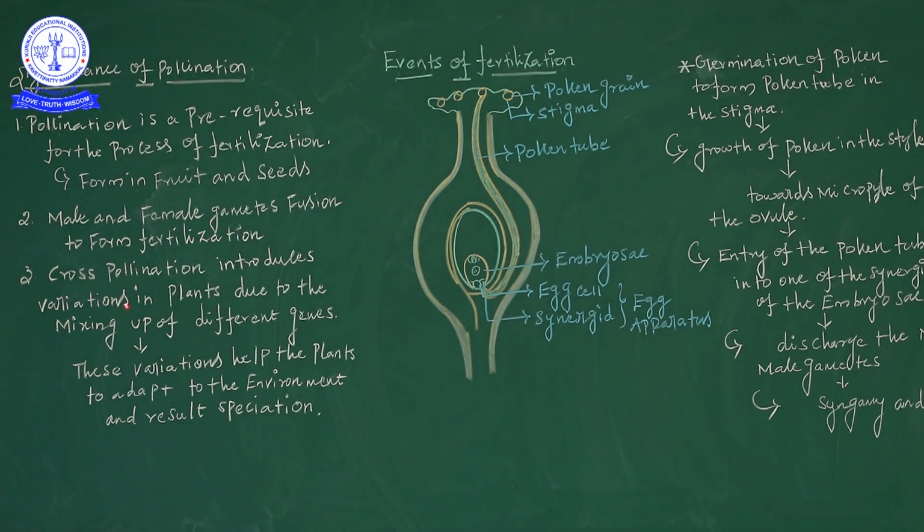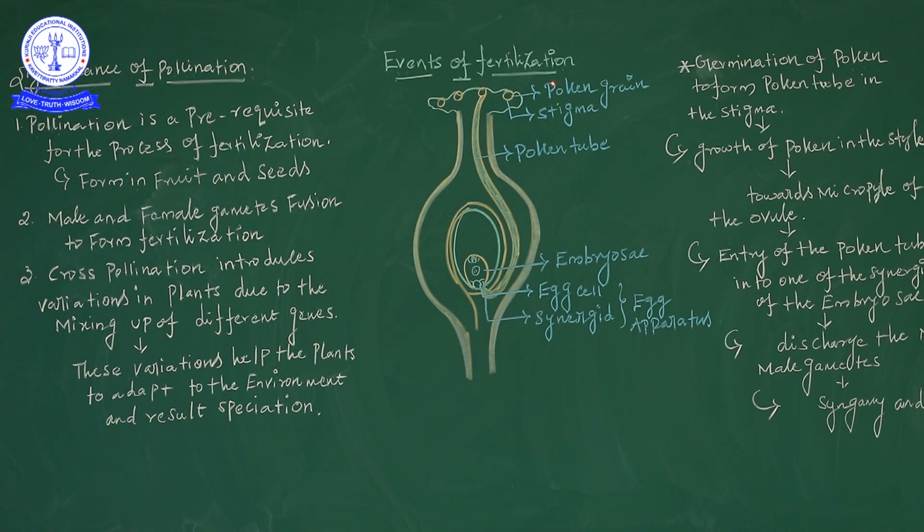Okay, next of all, the cross pollination induces variation in the plants due to the mixing of different genes, that is called the cross pollination. Okay, and also this variation helps the plants to adapt to the environment. It is a main important point, adaptation to the environment and results in speciation. Okay, first of all, that is a main significance of the pollination. Okay, next one, events of the fertilization.